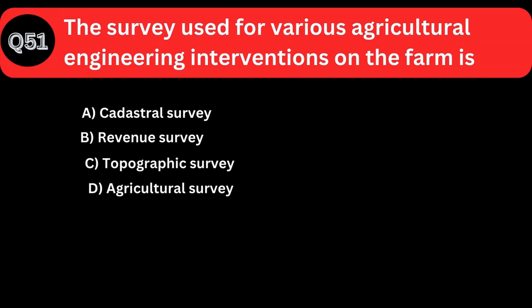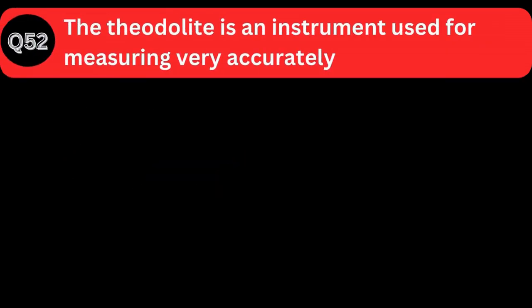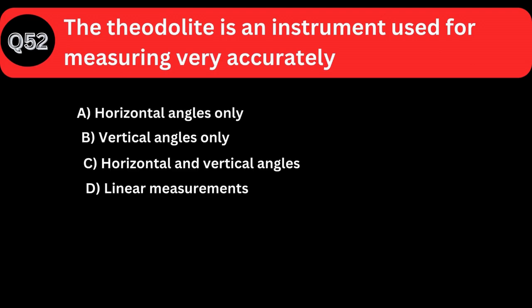The survey used for various agricultural engineering interventions on the farm is. Options: A. Cadastral survey, B. Revenue survey, C. Topographic survey, D. Agricultural survey. Answer: C. Topographic survey.